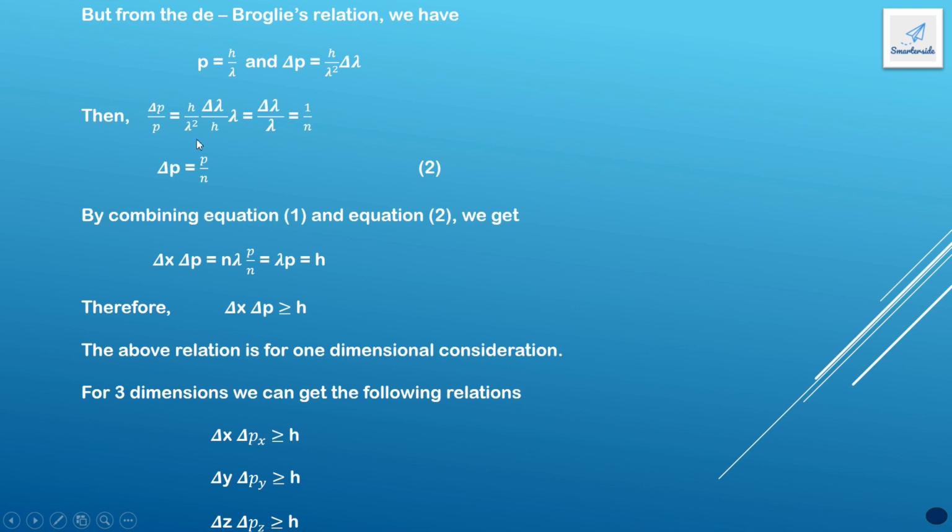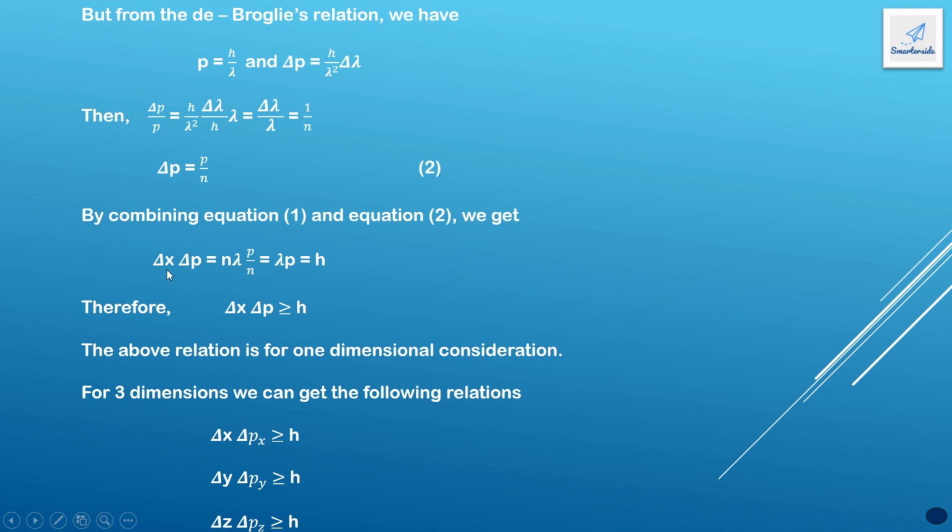So here we can just write delta p by p and we are substituting the values. So h and h will get cancelled, lambda will get cancelled with this lambda. So we will be left with delta lambda by lambda, which is equals to 1 by n. And therefore we will have the delta p value, which is equals to p by n, because here we are just transposing p to the right hand side.